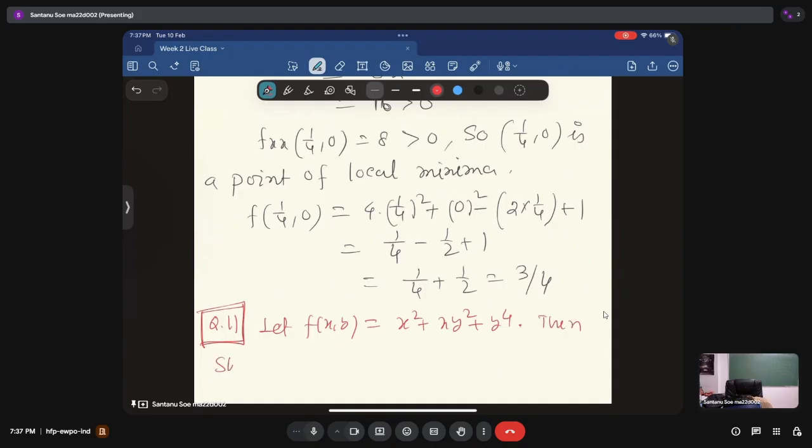Then show that 0 comma 0 is a global minima of f. Okay. Now this is a very good question. So I'm gonna give it a 3-star. Okay. This is a very important question.